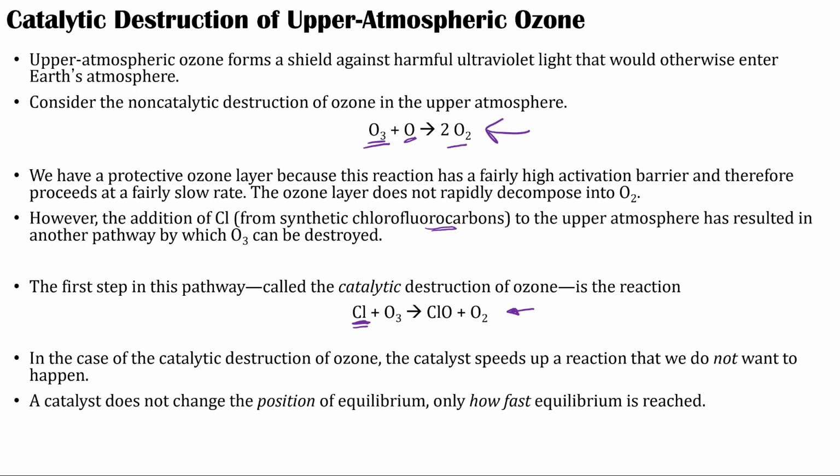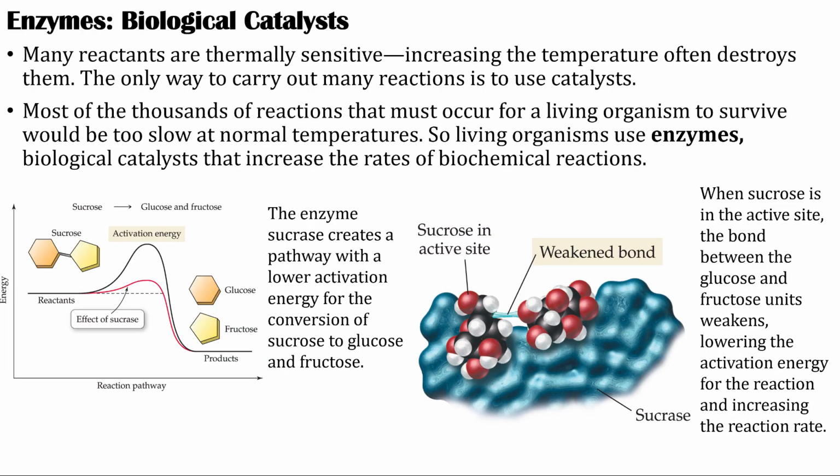One thing, a catalyst does not change the position of equilibrium. It doesn't change how much reactant or how much product gets made. It just makes it happen quicker. So biological catalysts are enzymes. Sucrose is broken down into glucose and fructose, and we use sucrase, our body does, in order to do that. That's the enzyme. And so it takes a shorter method, a shorter mechanism in order to achieve the product.